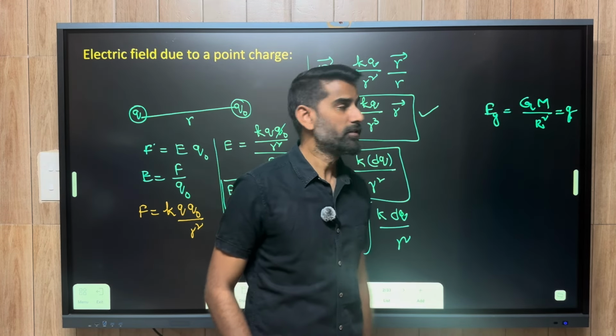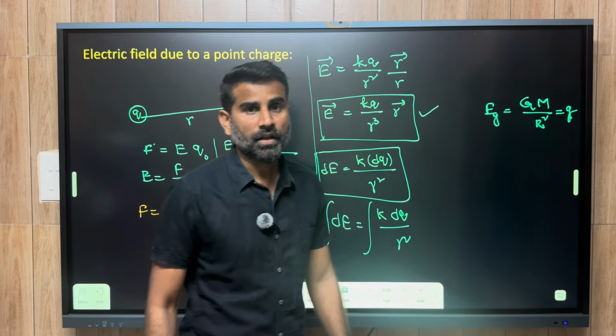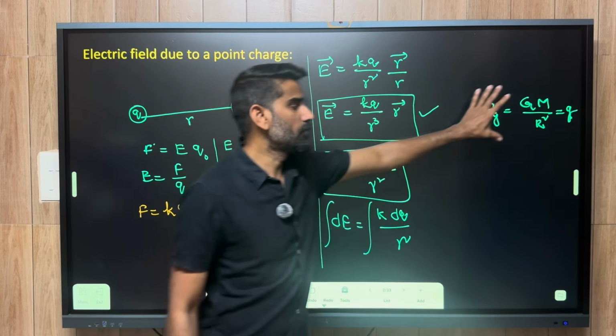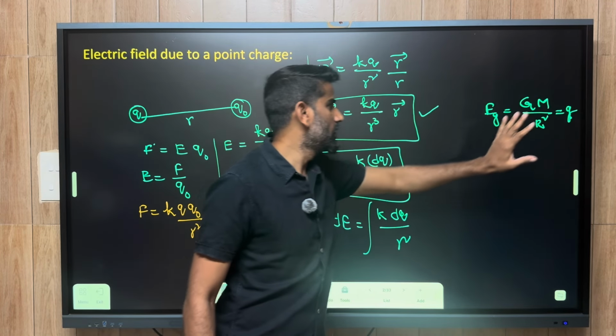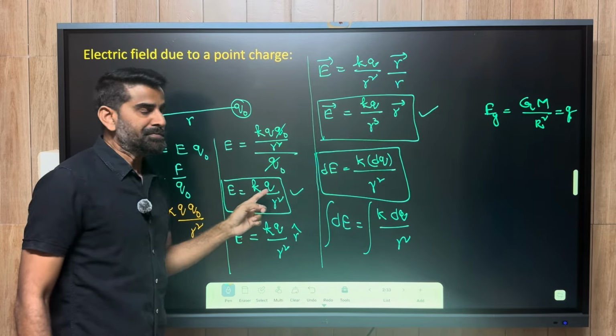Acceleration due to gravity, G M by R square. This is what we call the gravitational field. Hope you remember this formula, right? The similar type of expression that we have obtained here, as you look at it.